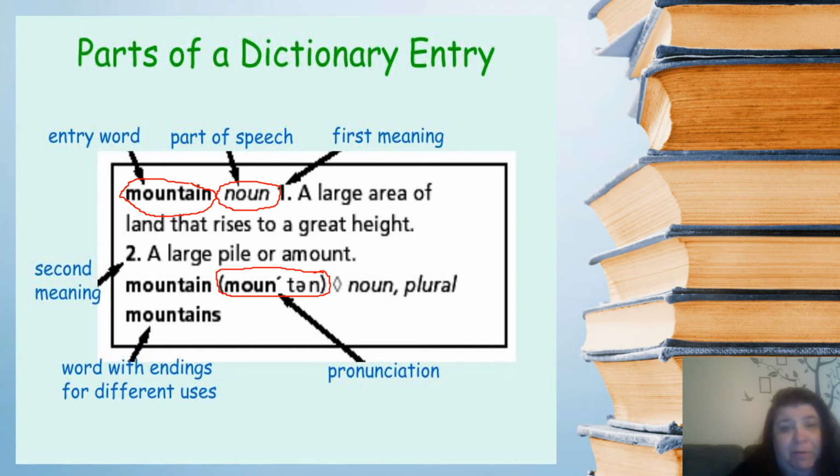Then we go into the meaning. The first meaning of the word mountain is a large area of land that rises to a great height, or it could also mean a large pile or amount. So we have one meaning, and then we have a second meaning. Then we have words with endings for different uses, so we can see that you can use mountains. You can have it plural. And so that's just the basics of this particular entry. Let's look at another.